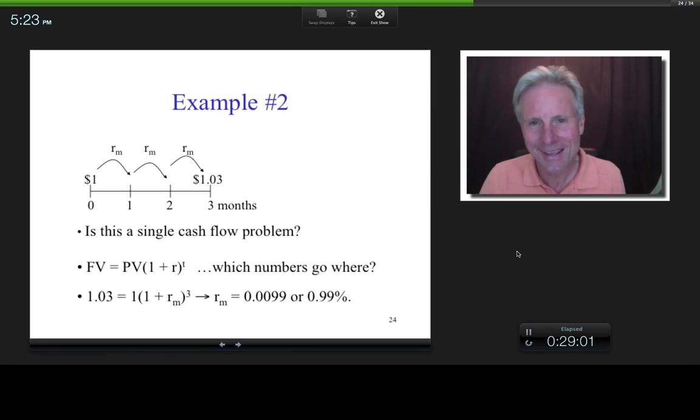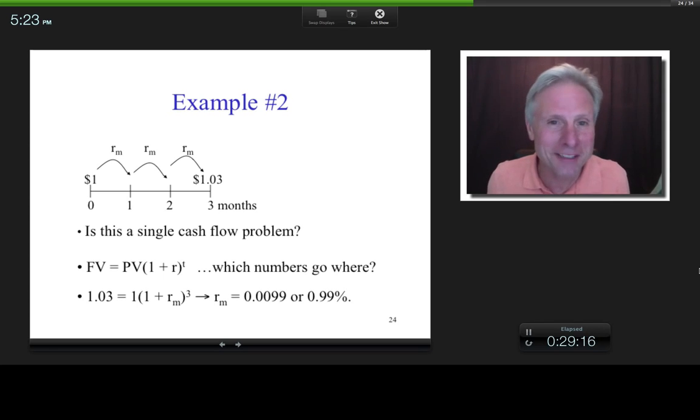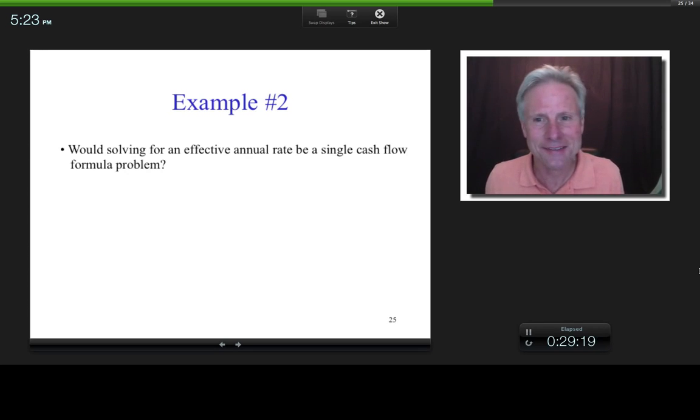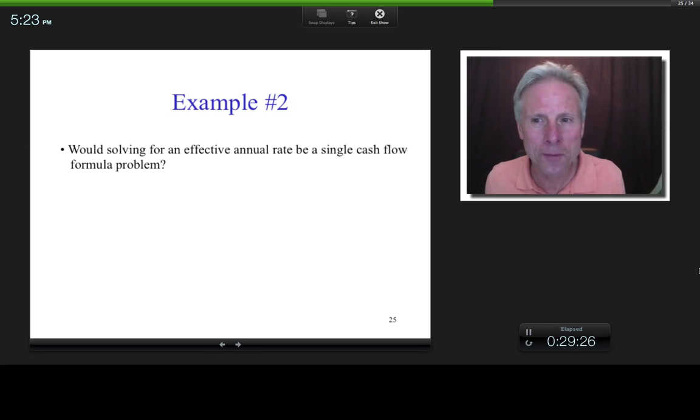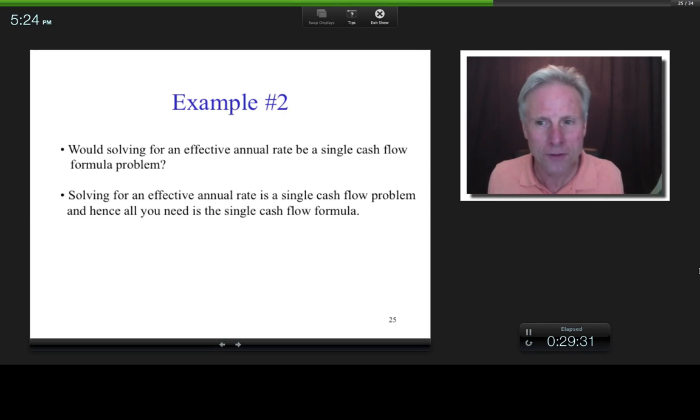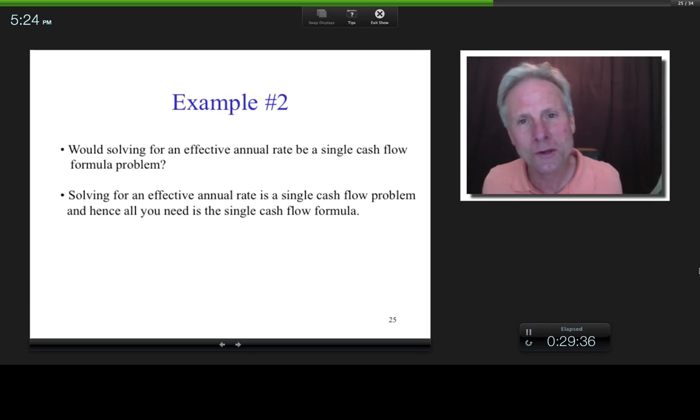So, in any case, that's another example of effective annual rate. And in both cases, both the first example and the second example, did we use that single cash flow problem? We did, right? And so therefore you can solve this stuff with just that single cash flow problem, the one that you already illustrated to me that you understood.